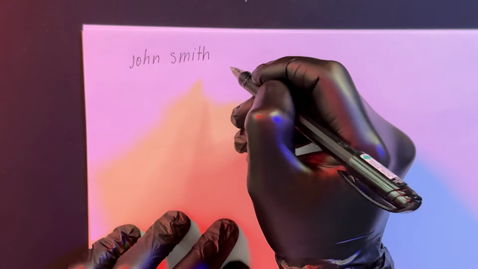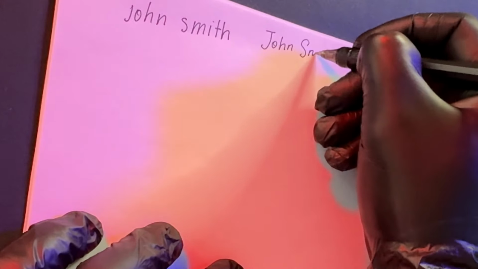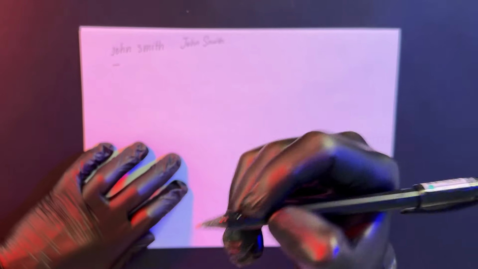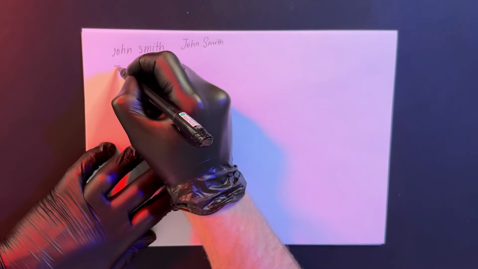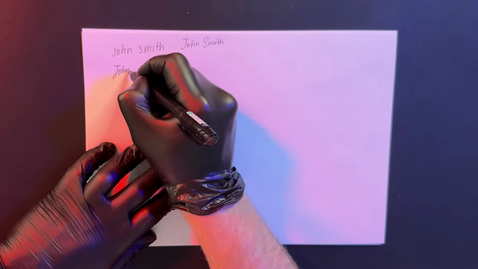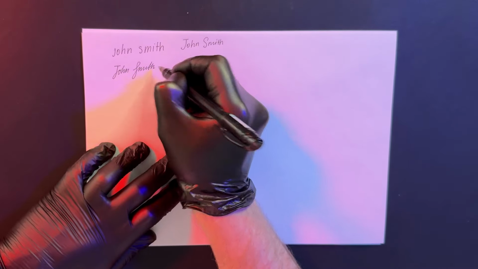Next, let's try adding some capitals to your first and last name. Then, let's connect letters of your signature. Write your name continuously with one line and add a slight tilt.